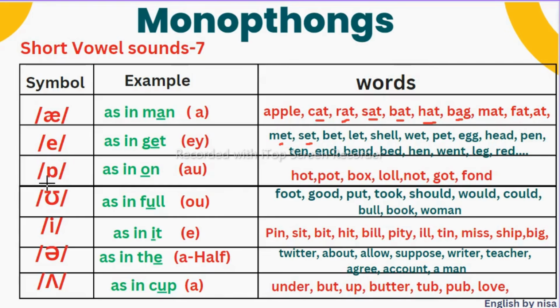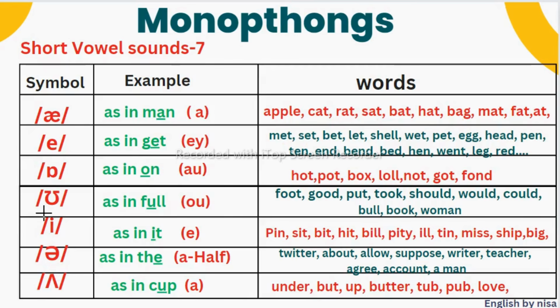Now let's move further and see the next symbol. You can see it looks like an a, but it has some line in it. So what is the pronunciation? It is the o sound, as in on. You should remember the sound in on. So if you see this symbol in your exam, you have to look for the sound in on. Hot, pot, box, not. You can see more words. This produces the o sound.